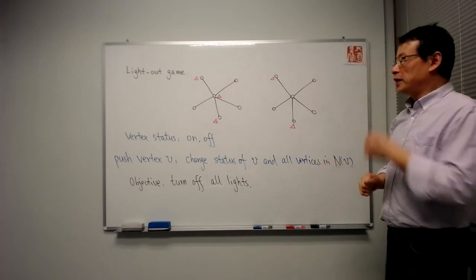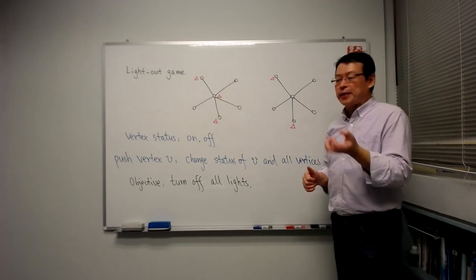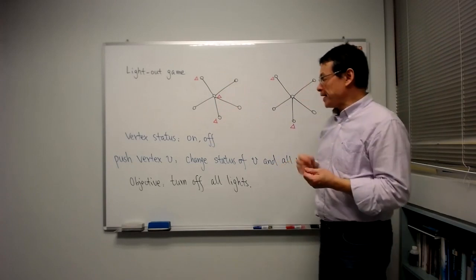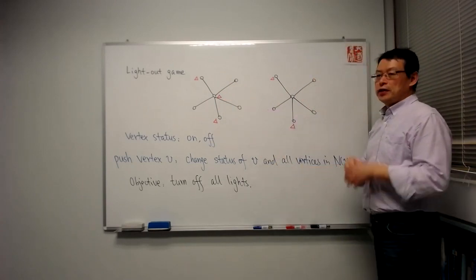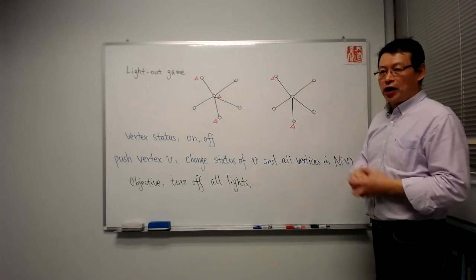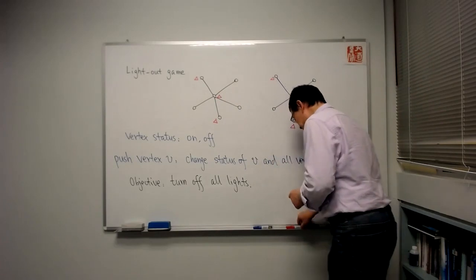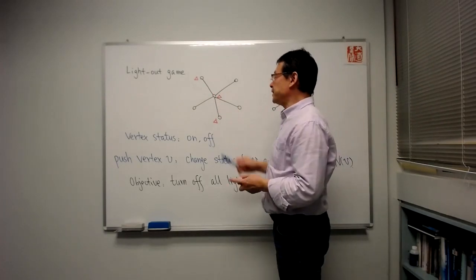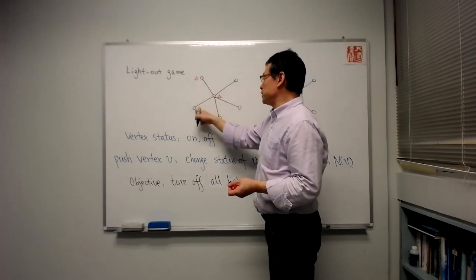All right. So what we can do is regard each vertex as a switch, as a button we can push. Once we push the vertex, the status of the vertex and its neighbors will change, from on to off and from off to on. So if I push this vertex, what happens? The status of its neighbors changes. So this one will be off, this one will be on.